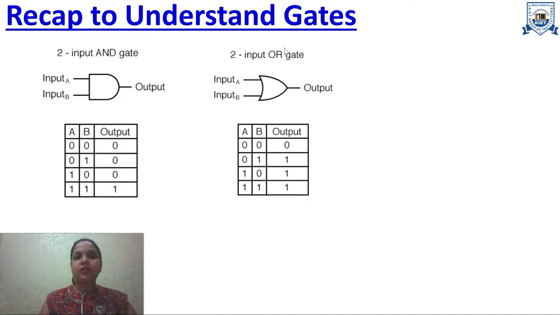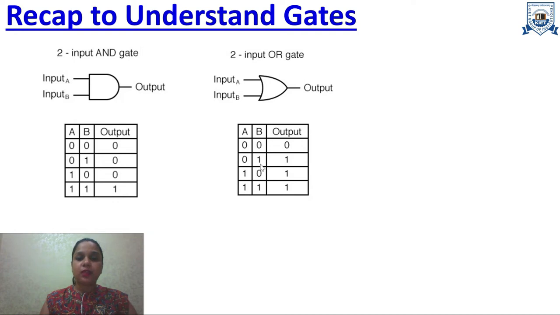The next gate is OR gate. OR gate is having two inputs, one output, and the symbol for OR gate is this. The truth table for OR gate is this. In this there are two inputs. These are the possible inputs. And the output for these possible inputs is this. If 0, 0 is input, then the output is 0.